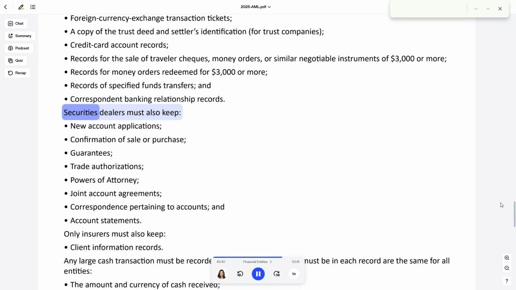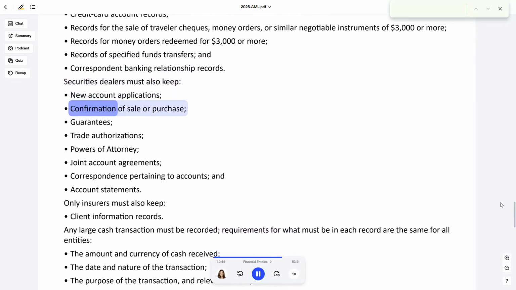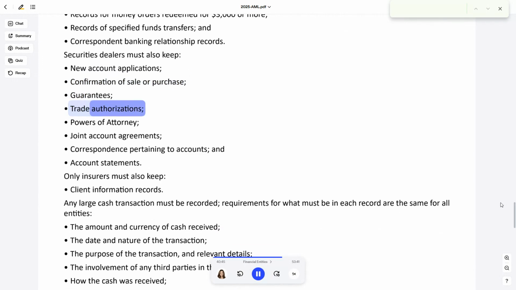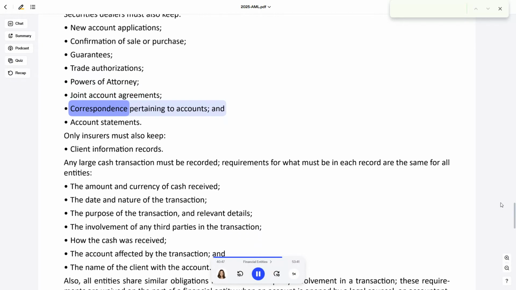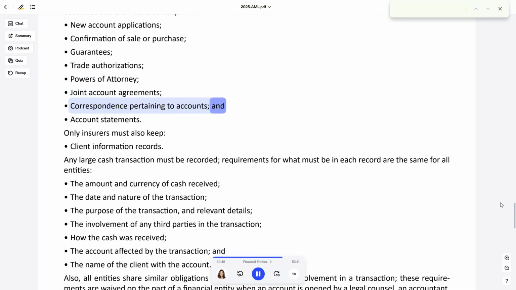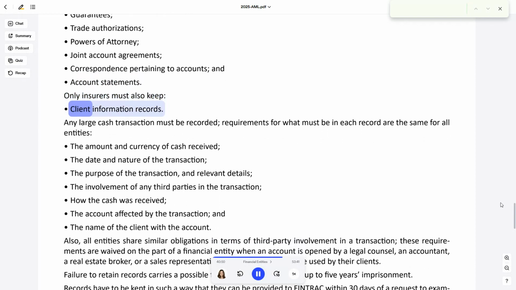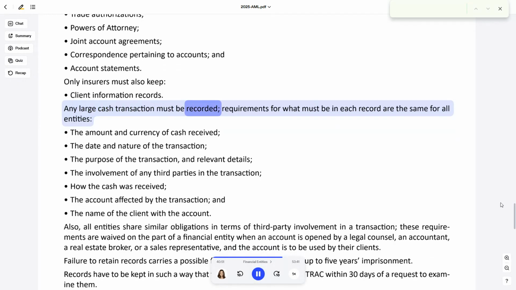Securities dealers must also keep new account applications, confirmation of sale or purchase, guarantees, trade authorizations, powers of attorney, joint account agreements, correspondence pertaining to accounts, and account statements. Only insurers must also keep client information records. Any large cash transaction must be recorded.